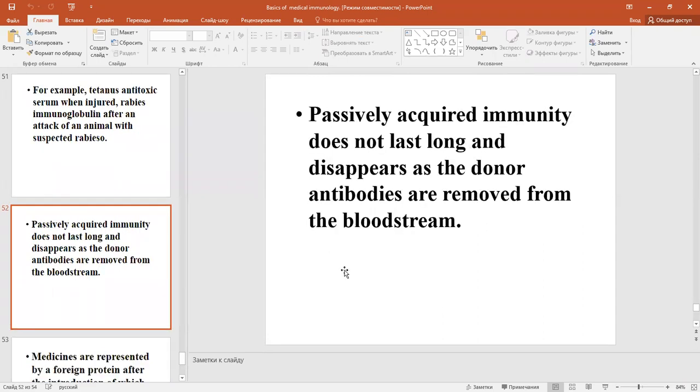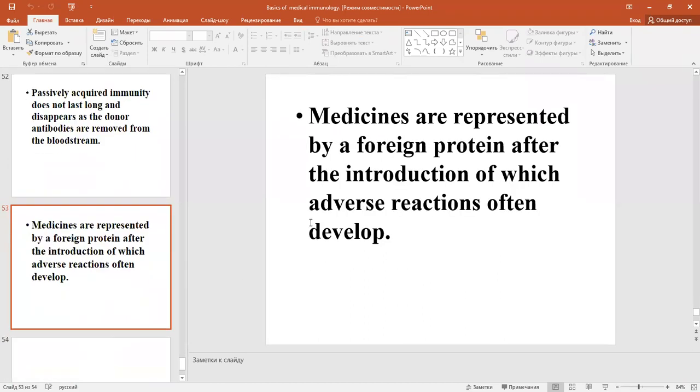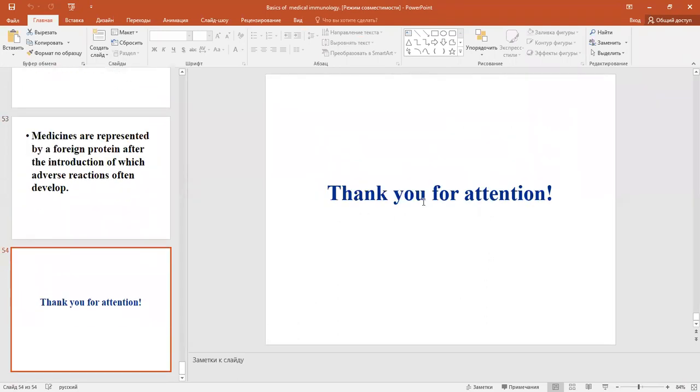Passively acquired immunity doesn't last long, of course, and disappears as the donor antibodies are removed from the bloodstream. So it is not necessary for healthy people. These medicines are a foreign protein, after the introduction of which adverse reactions often develop. I told you, unfortunately, horse serum is used. Even with human immunoglobulin, reactions sometimes develop.